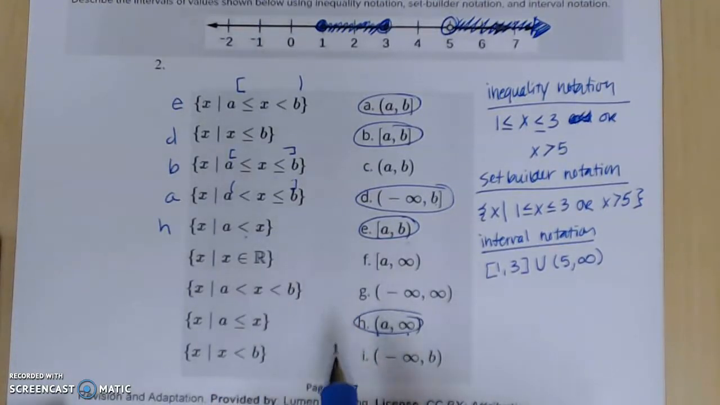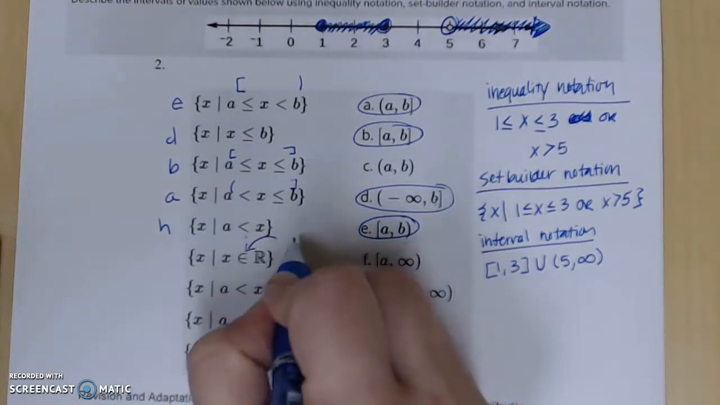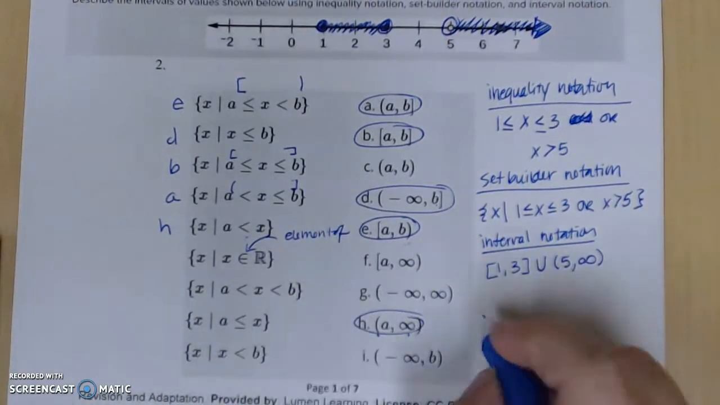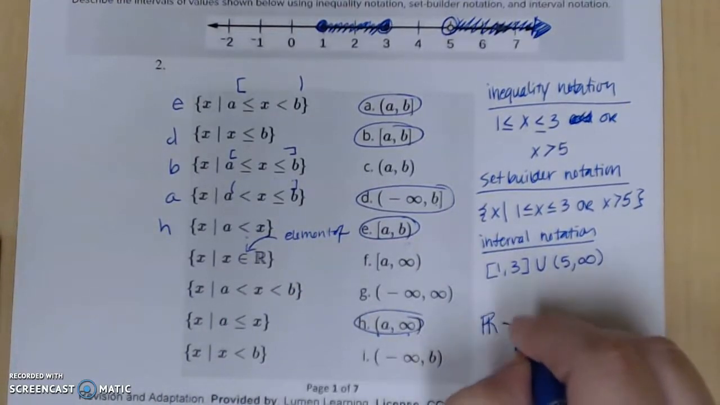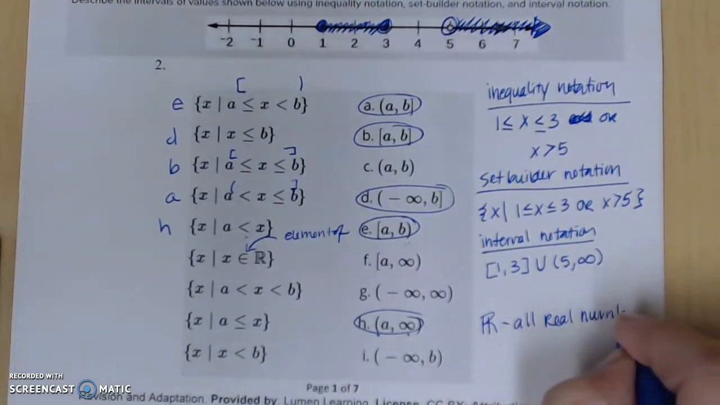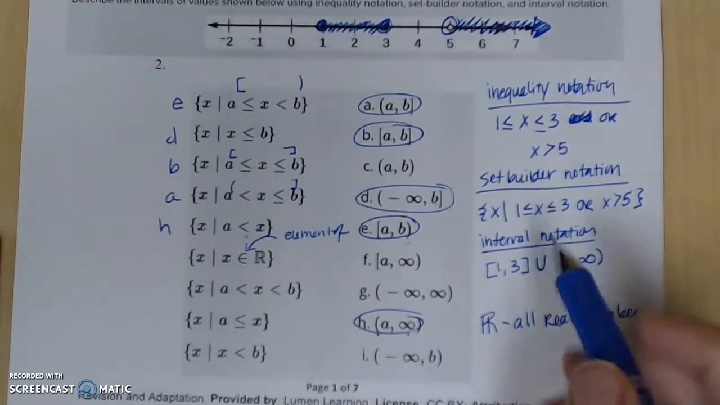The next one I want to make sure you understand: this is x such that x, this stands for an element of, and this stands for, I'm just going to jot it out to the side, all real numbers. Math people are lazy. We like to use symbols and shorthand notation to represent things. And so instead of writing all real numbers, we just use kind of an R with an extra stem in it.